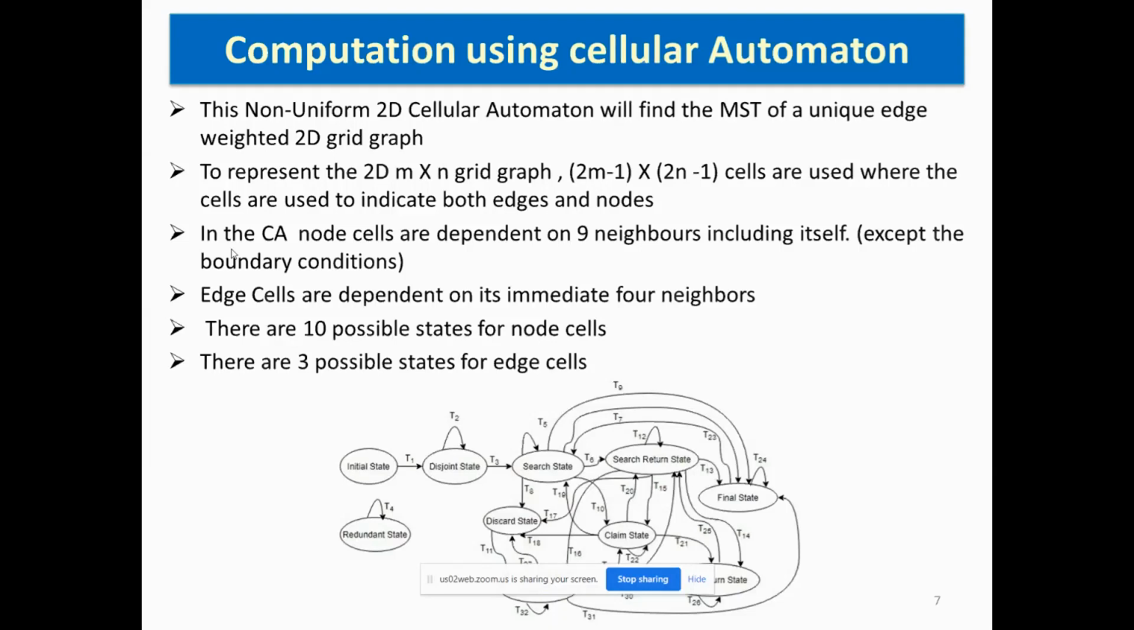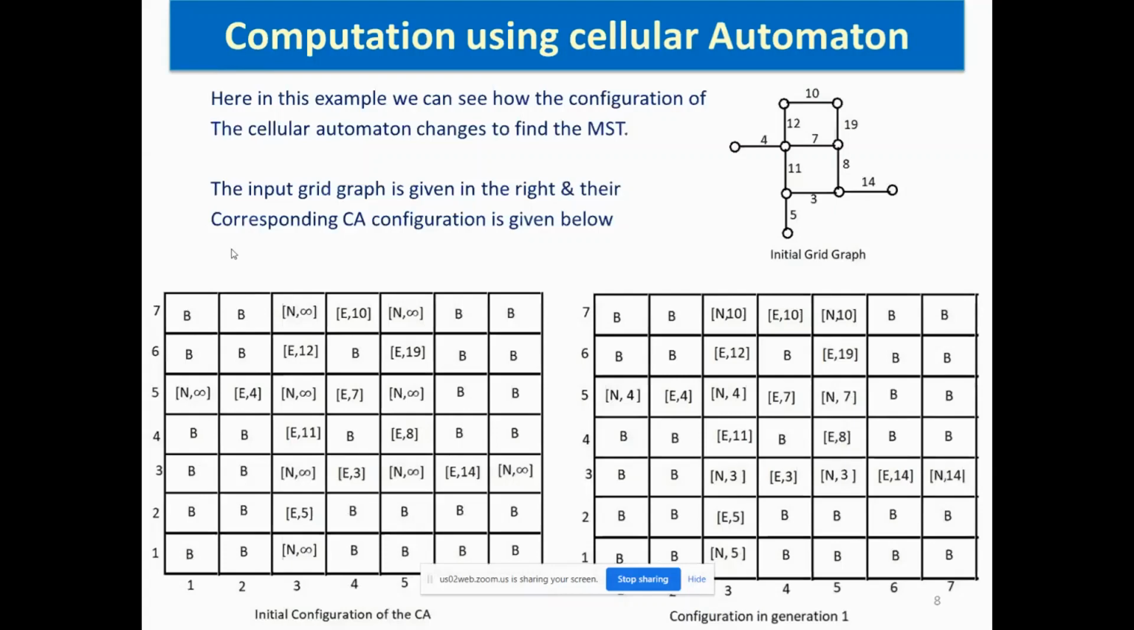We are representing it with 2m minus 1 into 2n minus 1 cells. So in the cellular automaton, for representing the nodes and the edges, the same cells are used, but for the node cells there will be 10 possible states, while for the edge cells, the cells which represent the edge, we will be using 3 possible states. As you can see in the state diagram, for a node, this will be easier for me to discuss.